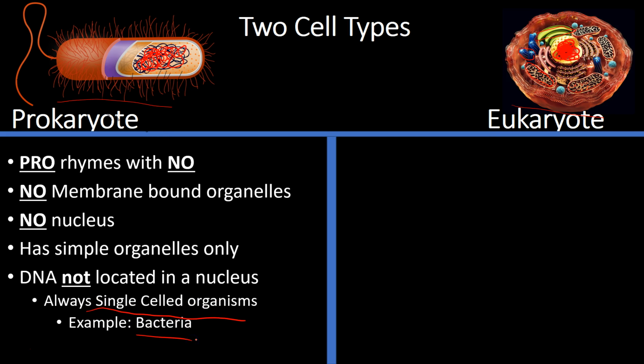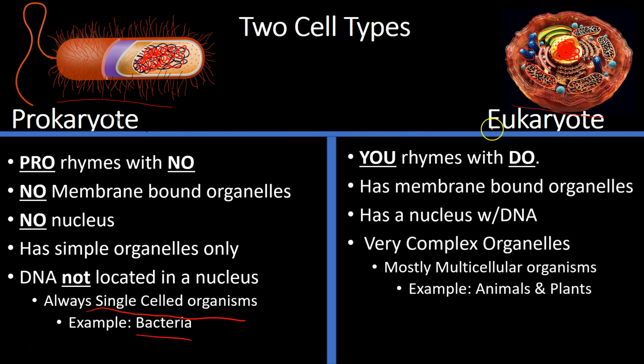Okay. Now, when we take a look at eukaryotes, eu rhymes with do. So eukaryotes do have membrane-bound organelles. And again, next week we're going to go over what exactly these organelles are. Eukaryotes do have a nucleus, and that's where the DNA is found. They do have complex organelles, okay, which are the membrane-bound organelles. And they're mostly multicellular. There are a few single-celled eukaryotes, but mostly I want you to think of multi-celled organisms, such as plants and animals.